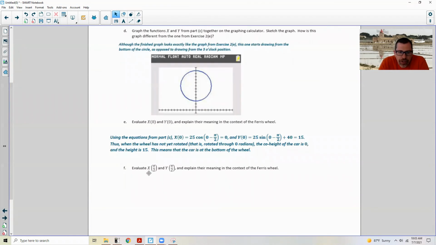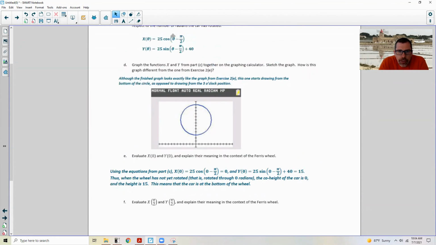Okay, part F, evaluate x of pi over 2 and y of pi over 2. So if I put pi over 2 in here, pi over 2 minus pi over 2 is 0. Cosine of 0 is 1, so I should get 25 for x. And if I plug in pi over 2 here, I get 0. Sine of 0 is 0, so 25 times 0 plus 40 will give me 40.